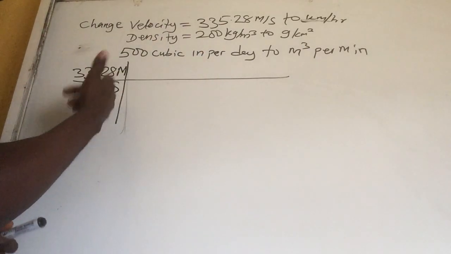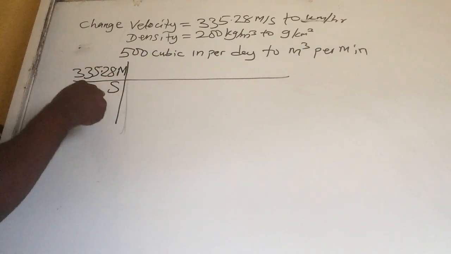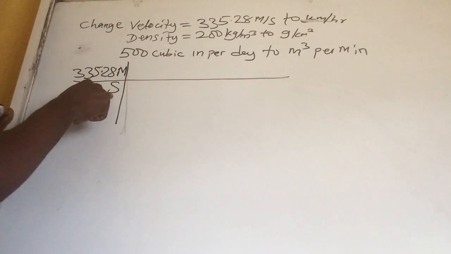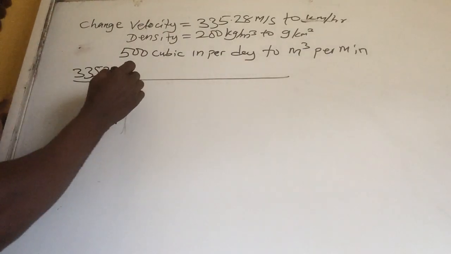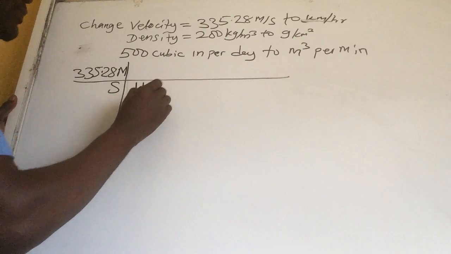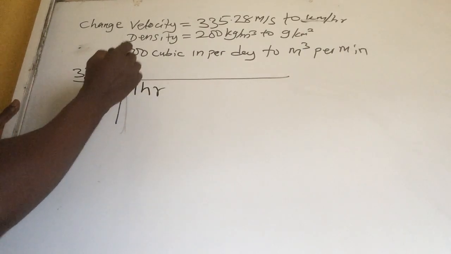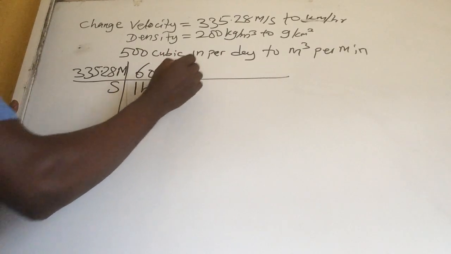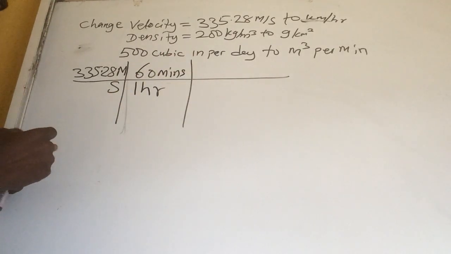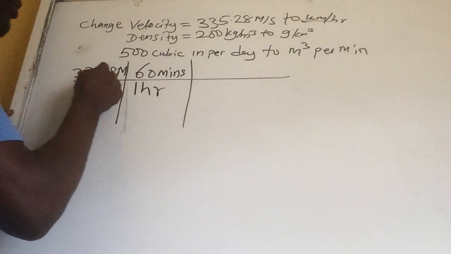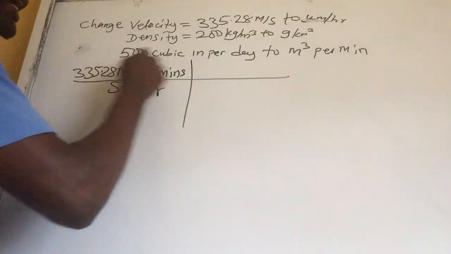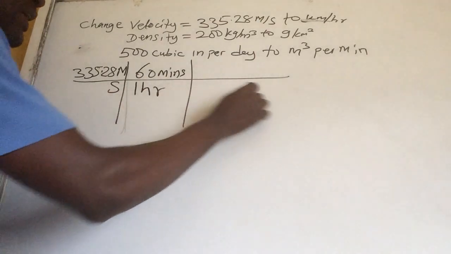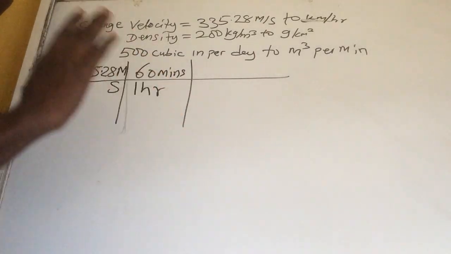If I start with second, I know that what I need here is hour. So I will start by saying 1 hour is equal to 60 minutes. All the numbers that will be up here will multiply each other after I have finished, and all the numbers that are down here will multiply each other as well.